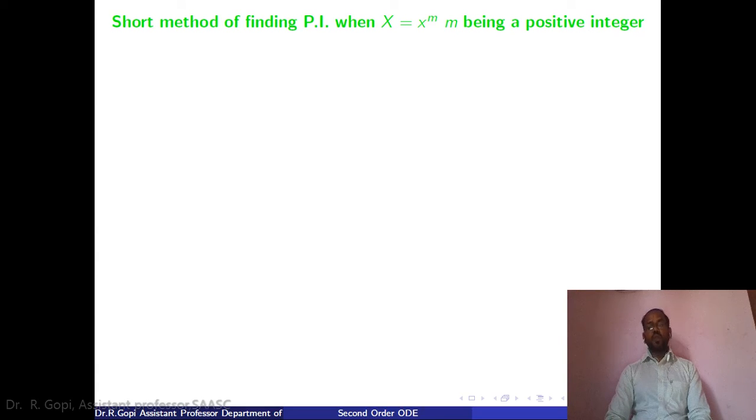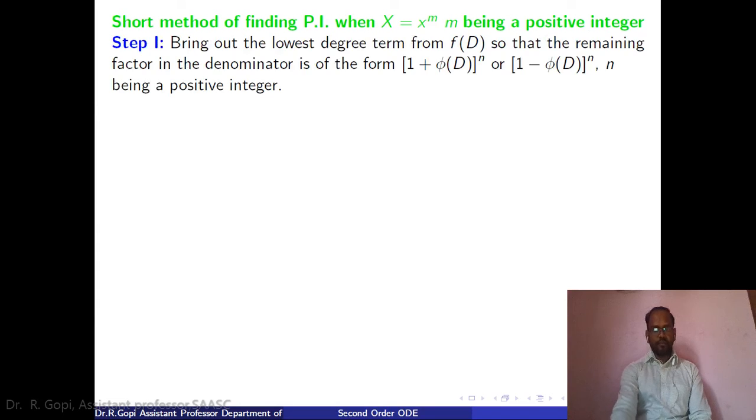1 minus x whole power minus 1 is nothing but 1 plus x plus x squared plus and so on. And 1 plus x whole power minus 2 is nothing but 1 minus 2x plus 3x squared and so on. And 1 minus x whole power minus 2 is nothing but 1 plus 2x plus 3x squared plus and so on. Then how to find the particular integral for the particular type?